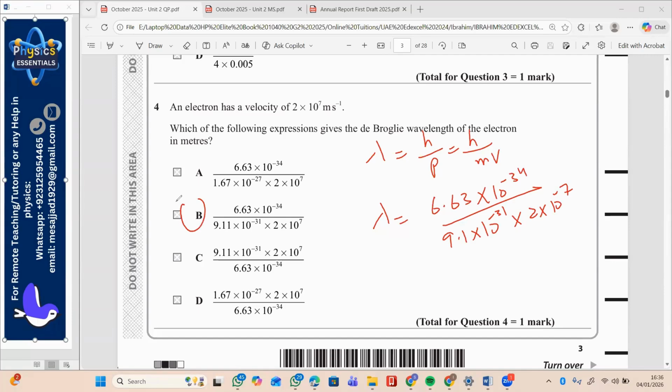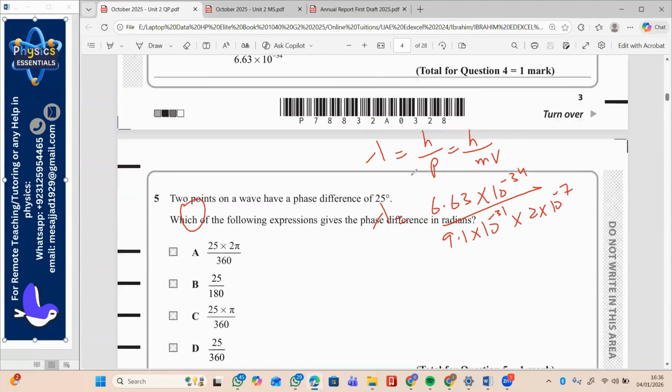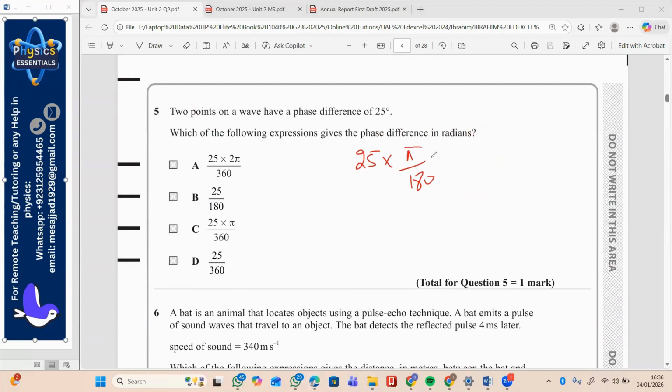Question number 5. 2 points on a wave have a phase difference of 25 degrees. Which of the following expression gives the phase difference in radians? So all you need to do is just to do 25 times pi over 180. Since you don't have pi over 180 here, you just do 2 divided by 2, so it will be 2 pi over 360. So the answer is A.